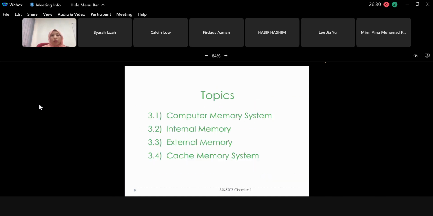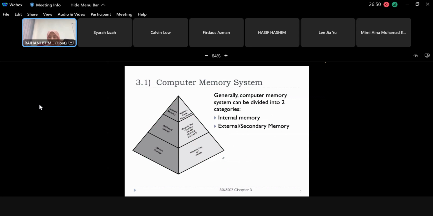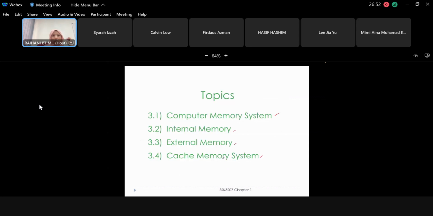We will discuss four subtopics for this memory system of our computer: introduction, what is internal memory, external memory, and also cache memory system. Why do we need another one, cache? We call it cache here in our memory system. All right, so we'll study this.